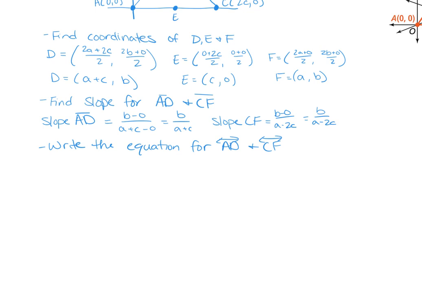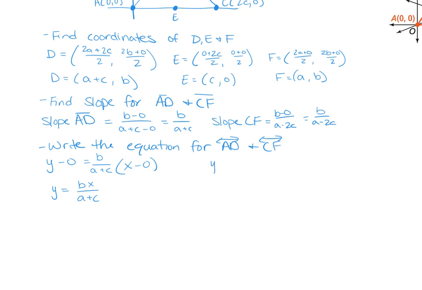Right, so we're going to use our point slope formula. So y minus 0 equals b over a plus c times x minus 0. So that is going to simplify to y equals bx over a plus c.